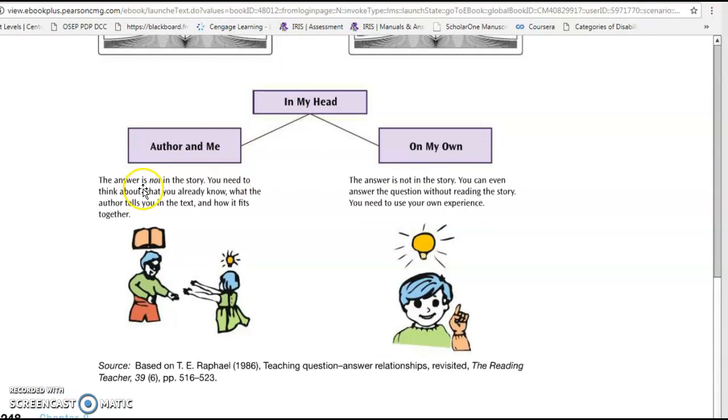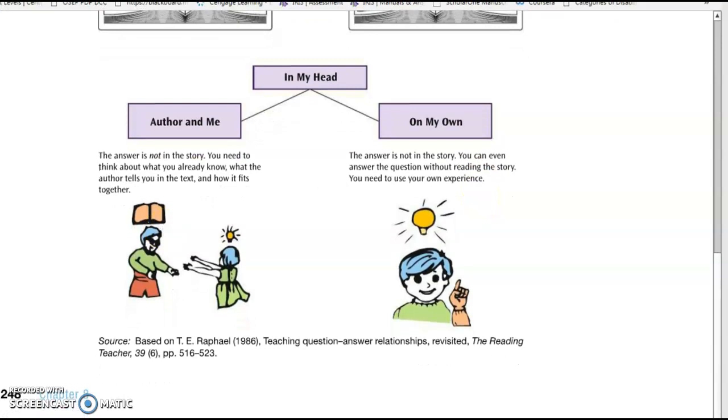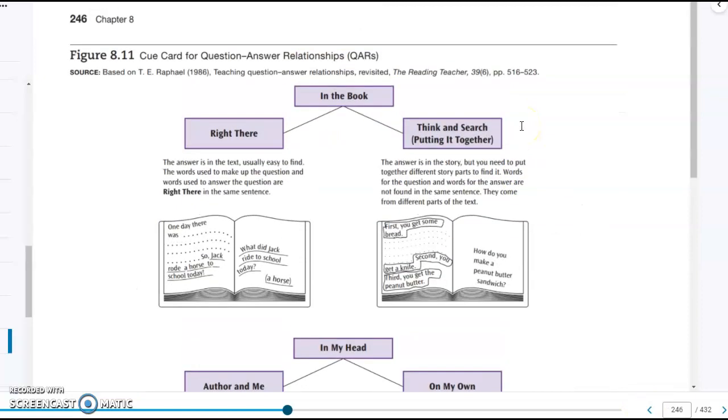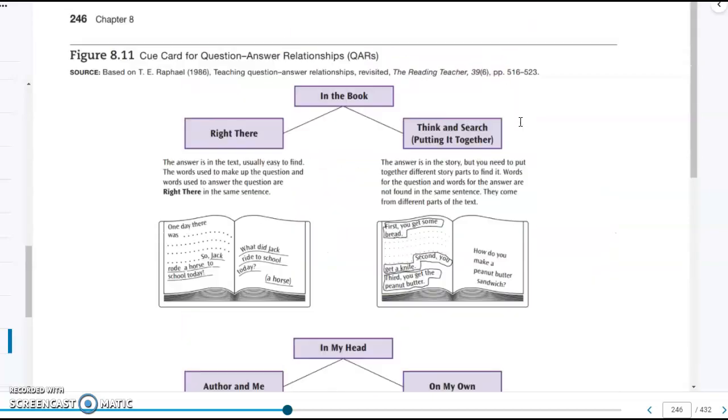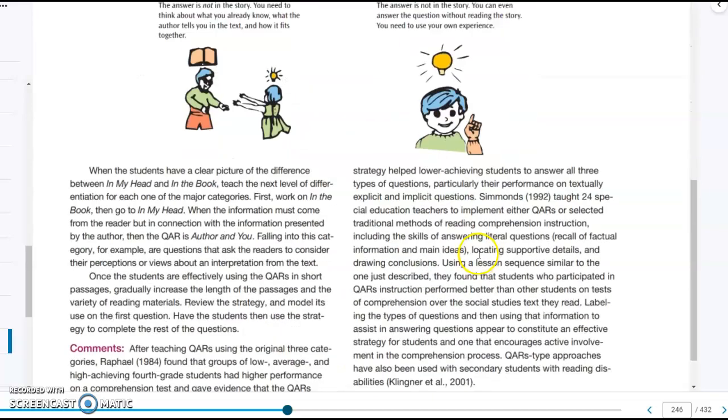Okay, so this one, the answer is not in the story. So this is that implicit background knowledge, stuff like that. Thinking about what you already know, what the author tells you in the text, but maybe not directly, and how it fits together. And then there's one on my own. The answer is not in the story. You can even answer the question without reading the story. And for that one, you would need to use your own experience. Okay, so again, that is in the textbook, right before 8-12, on page 246 in chapter 8. So, thinking about those in the book versus in my head question and answer relationships, or QAR.